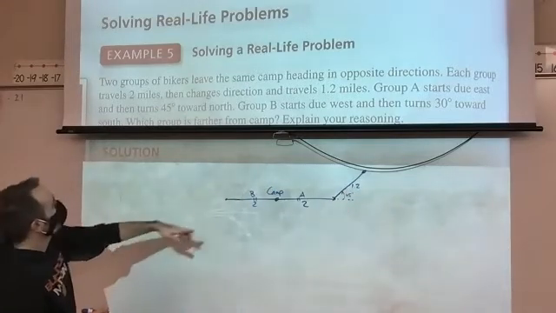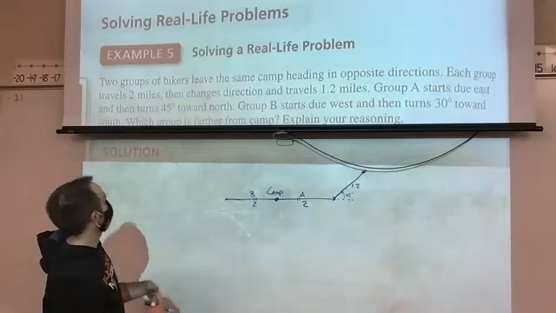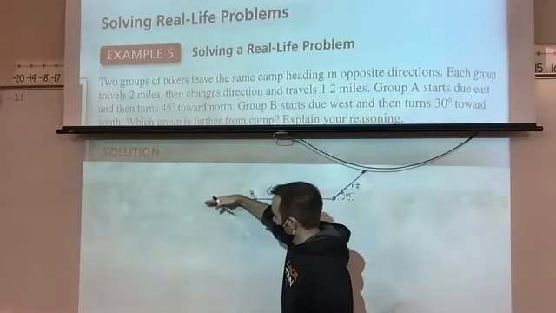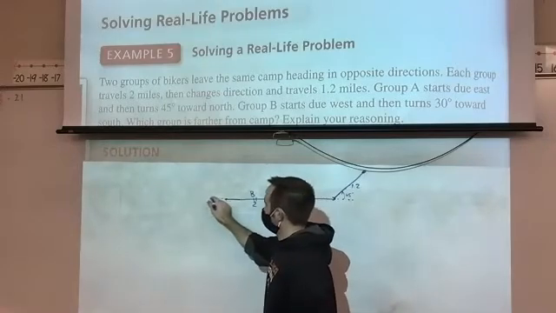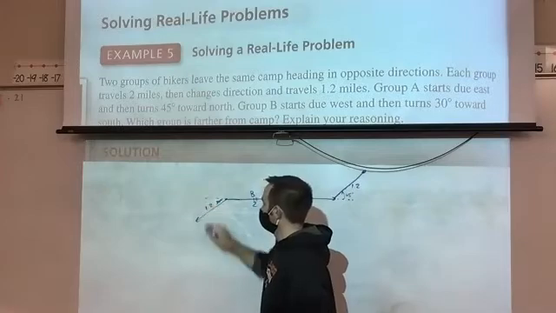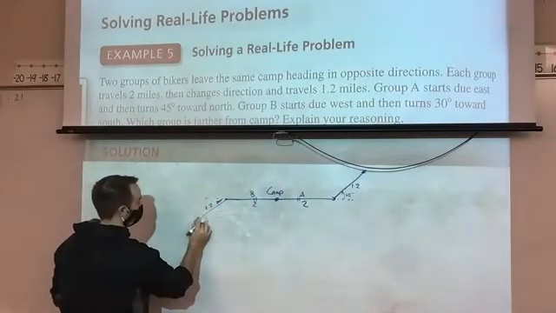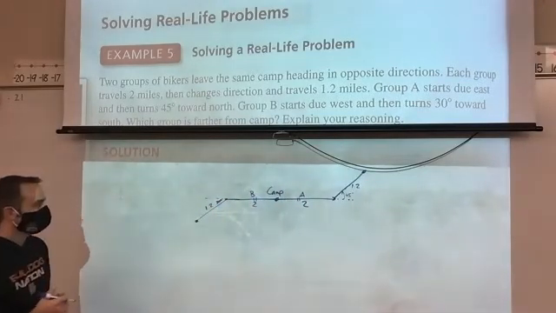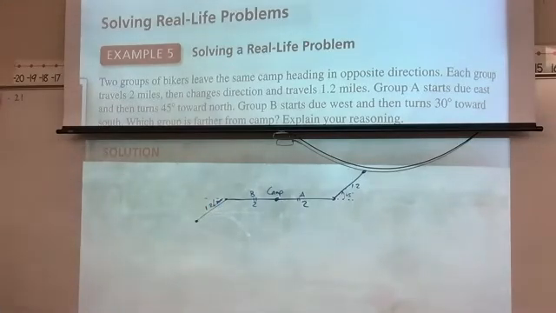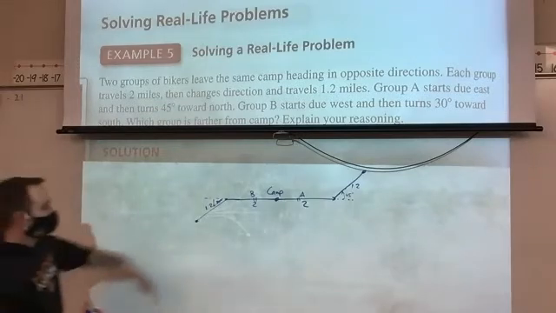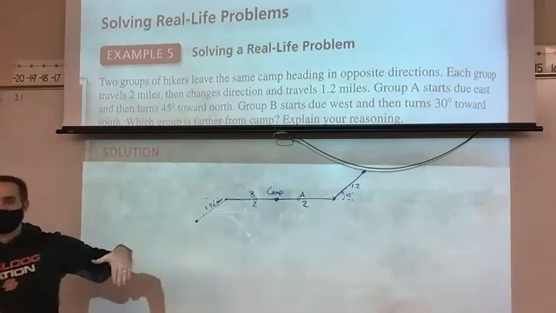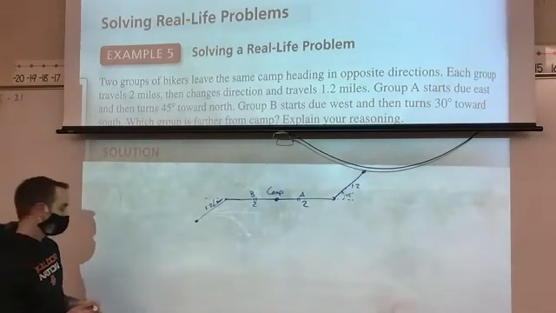Group B, due west, and then turns 30 degrees towards the south. They're heading this direction right now, so when they go 30 degrees towards the south, they're turning here, for 1.2. Okay, so this is the setup. That 30 degrees is this way, so it might look slightly different than what you have drawn. Typically, people draw that 30 degrees towards the south this way, because they feel more comfortable with acute triangles rather than obtuse triangles.